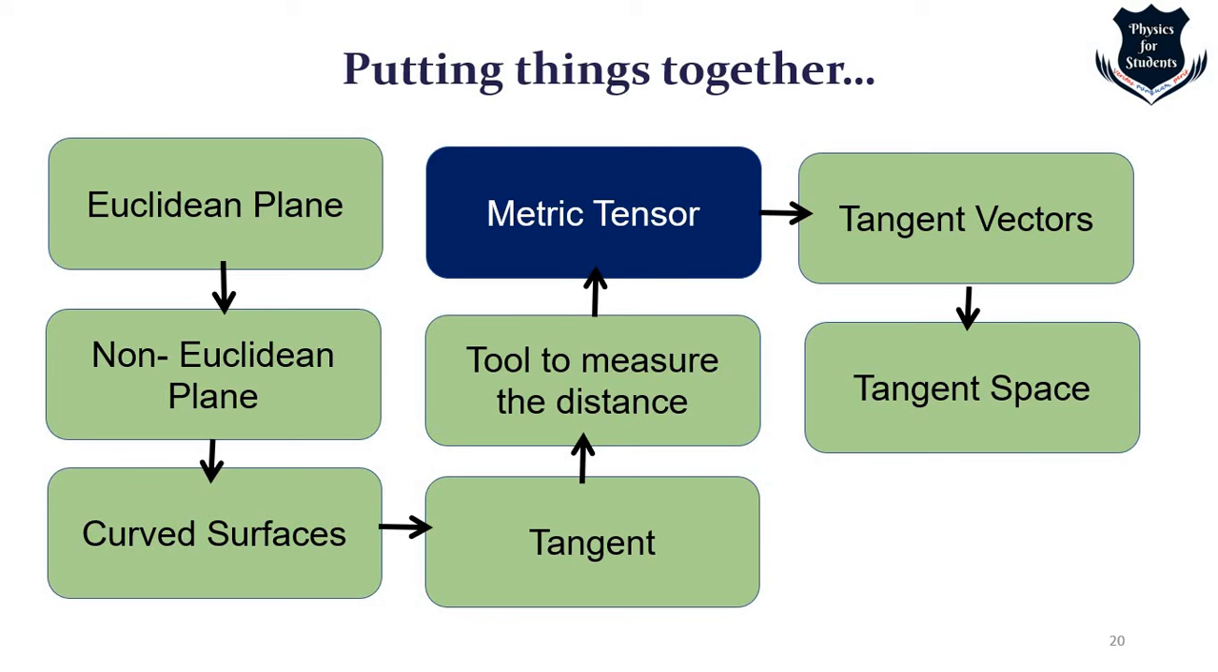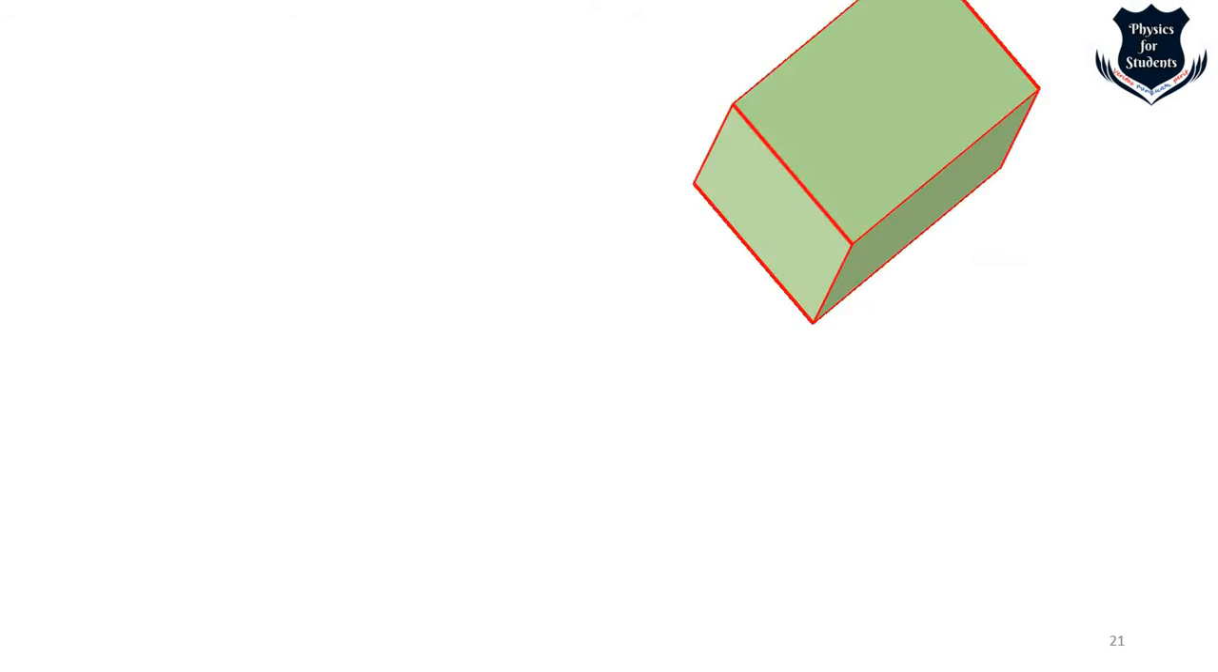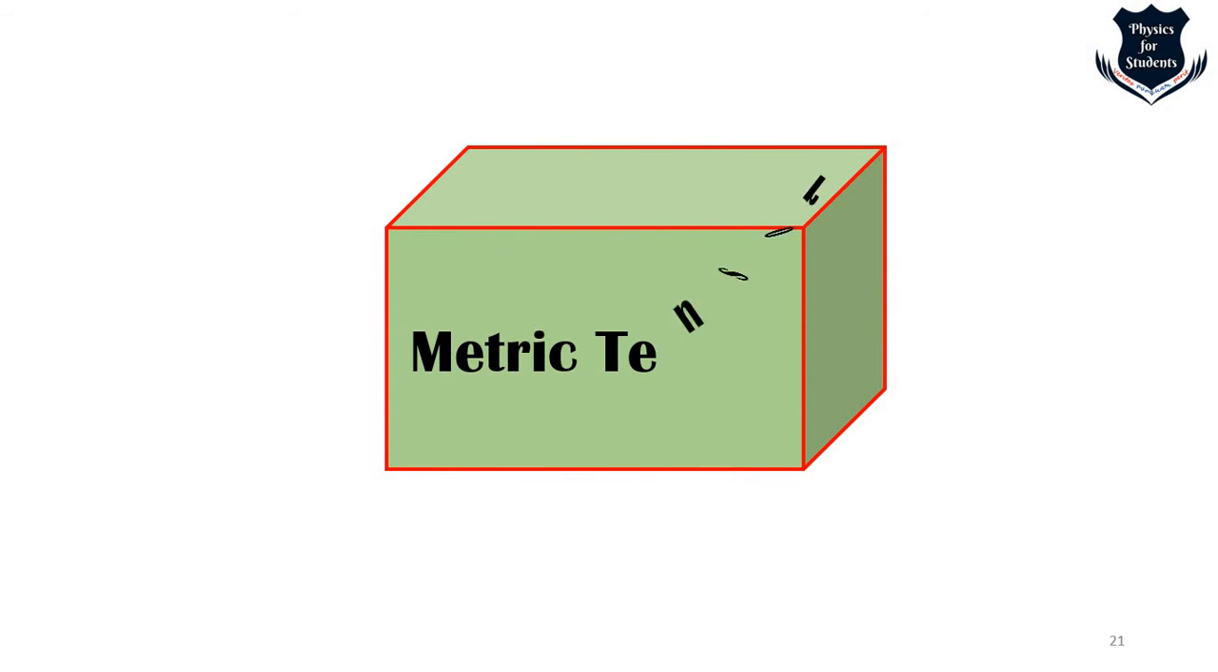You see, on the metric tensor I have given a right arrow. Okay, why? Because we will see that these tangent vectors actually get inside the metric tensor. We will see that. So from metric tensor we move into tangent vectors, and we know a little bit about tangent space. Okay, so far so good.